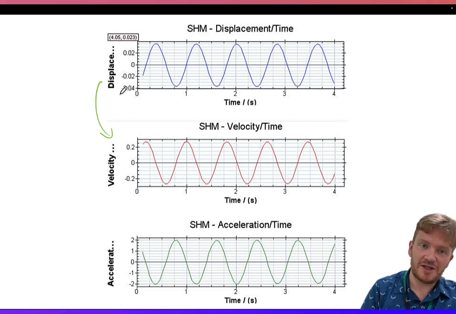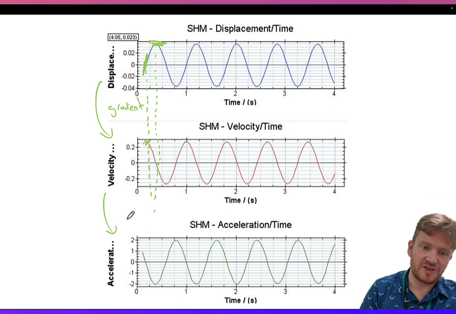How do you get velocity? Well, it's just the gradient. Remember, velocity is the gradient of a displacement time graph. So at this point here, I can see my gradient is large and positive, so I get a large positive value on my velocity graph. Here, my gradient is 0, so I get a value of 0 here, and you'll see these match up. So to get the velocity graph from a displacement time graph, you just get the gradient of it, and it looks like another sinusoidal curve.